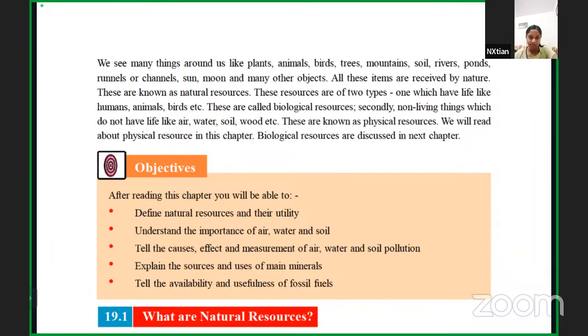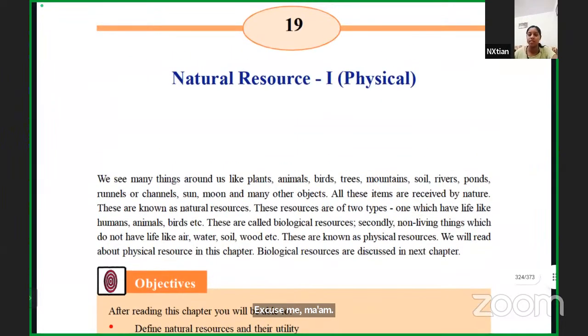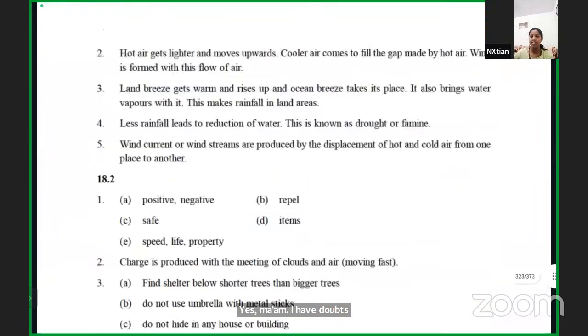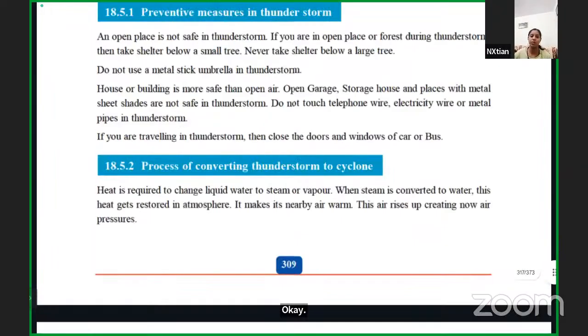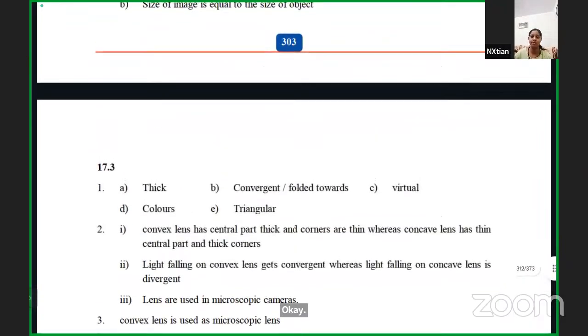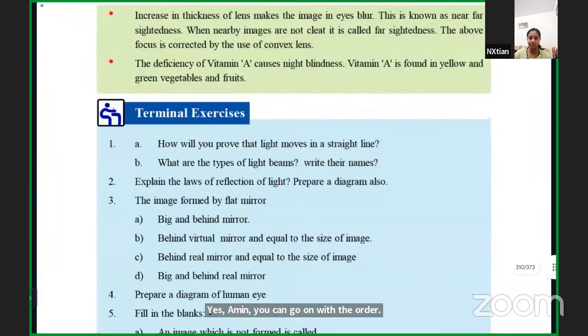Excuse me, ma'am. Are we continuing with the doubts classes or going back to the regular classes? We'll continue with the doubts class if you have any doubts, or else we'll start the regular classes. Yes, ma'am. I have doubts in chapter 10, the heat chapter. Heat chapter. Okay. Yes, Simran, you can go on with the order that you have sent. Okay, it's fine with me.